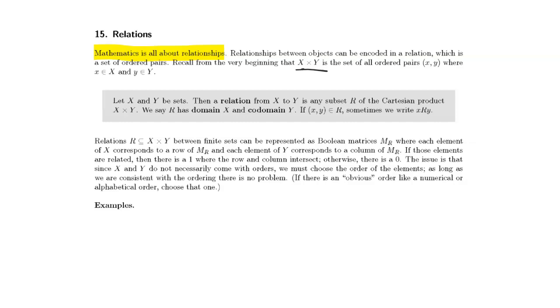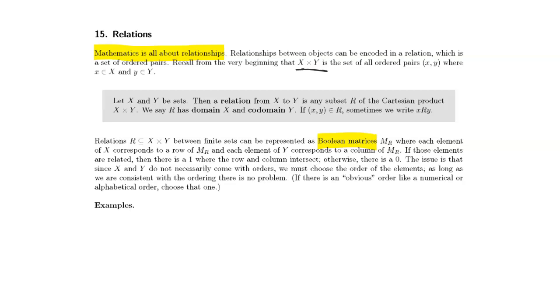Then a relation from X to Y is any subset R of the Cartesian product X cross Y. We say R has domain X and codomain Y. If the pair X, Y is a member of R, sometimes we write XRY to denote that X is related to Y.